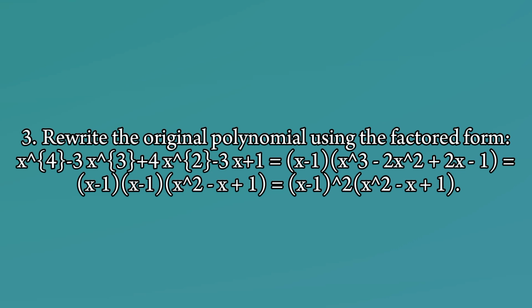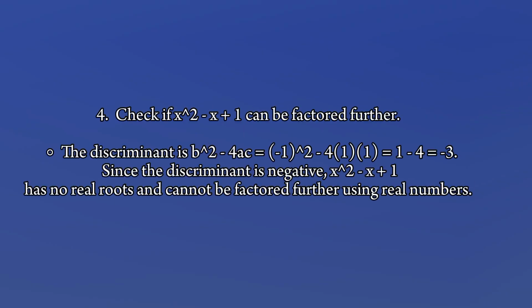Number 3. Rewrite the original polynomial using the factored form. x raised to 4 minus 3x cubed plus 4x squared minus 3x plus 1 is equal to x minus 1 times x cubed minus 2x squared plus 2x minus 1, which is equal to x minus 1 times x minus 1 times x squared minus x plus 1, which is equal to x minus 1 squared times x squared minus x plus 1.